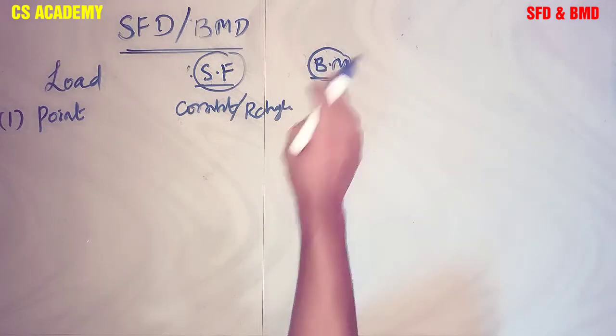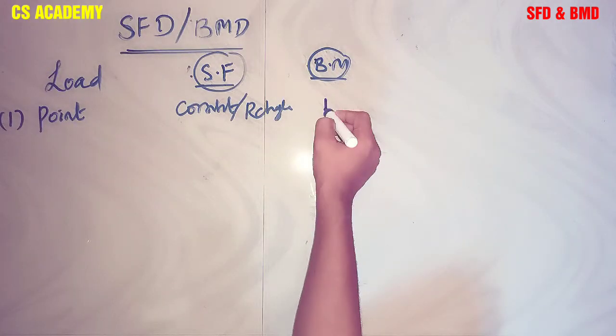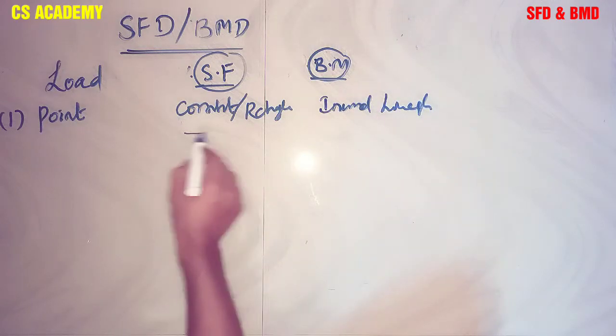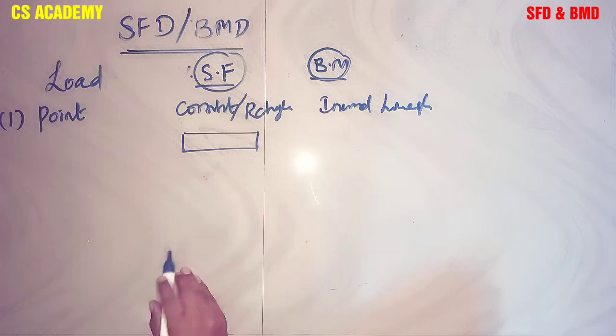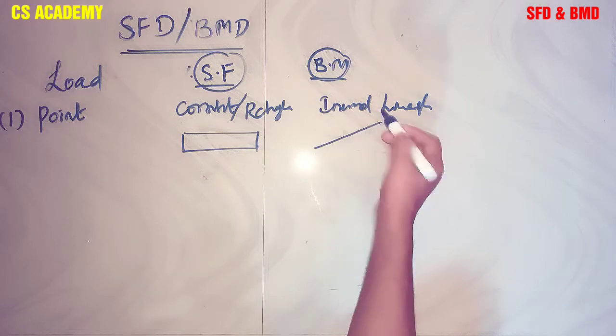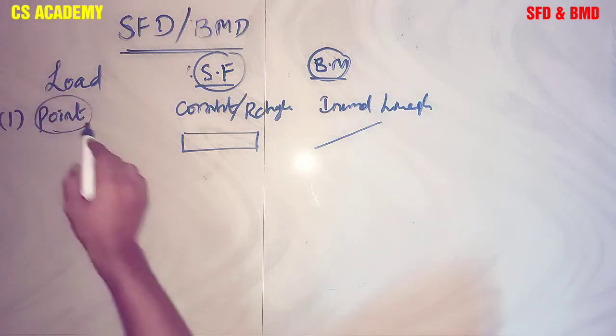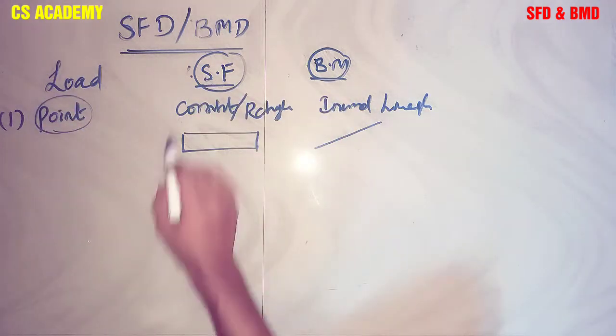If we consider the bending moment variation, it increases linearly. So the shear force is constant, like a rectangular shape, and the bending moment is varying linearly. This is the point load. For this point load, this is how the shear force and bending moment variation takes place.